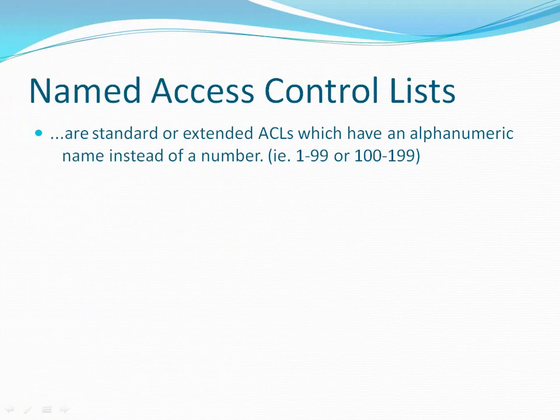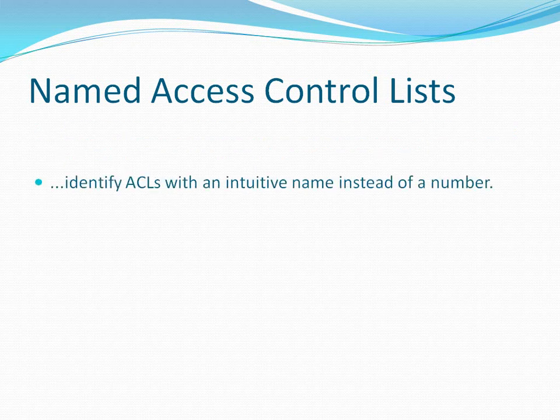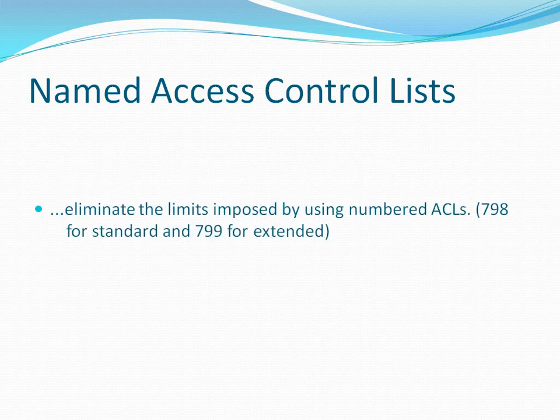Named access control lists are standard or extended ACLs which have an alphanumeric name instead of a number, i.e. 1 to 99 for a standard, 100 to 199 for an extended. They identify the ACLs with an intuitive name instead of just a number. They eliminate the limits imposed by using numbered ACLs, 798 for standard, 799 for extended.